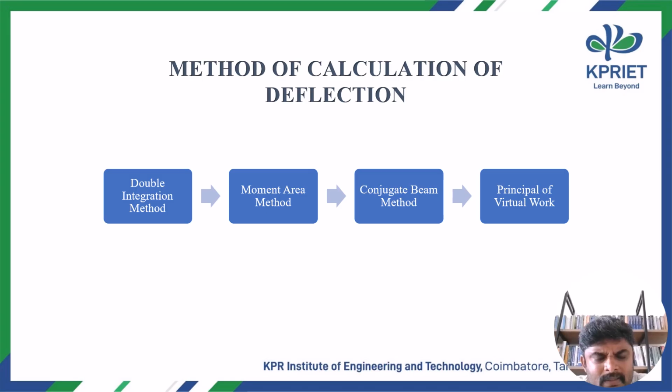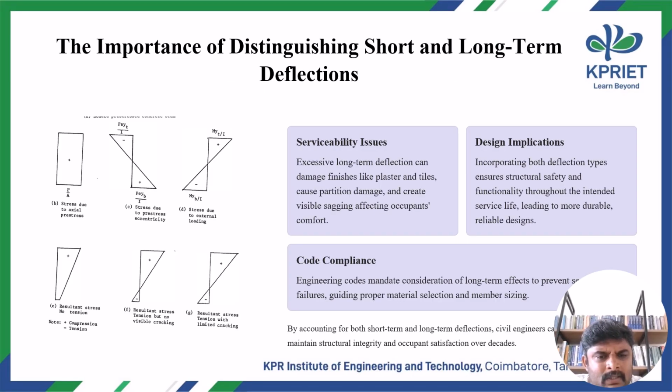Based on that, there are four methods of finding deflections: the double integration method, the moment area method, the conjugate beam method, and the principle of virtual work. You already studied these in strength of materials and mechanics of solids. Then the importance of distinguishing short and long-term deflections: the main issues are serviceability and design implications. And as per the code, we are finding the deflections.